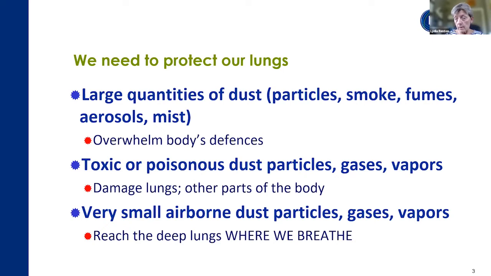Those can damage the lungs and also other parts of the body, other organs such as the central nervous system, our liver, our kidneys, our skin. So when we're talking about small airborne dust particles, gases, and vapors, they can reach down deep into the lungs, and that's really where we breathe.